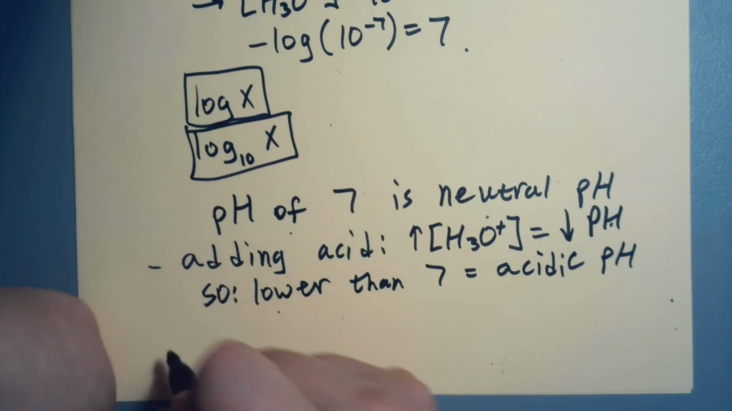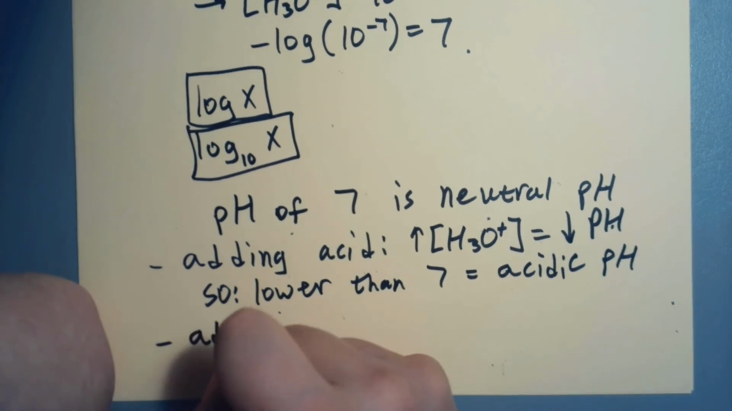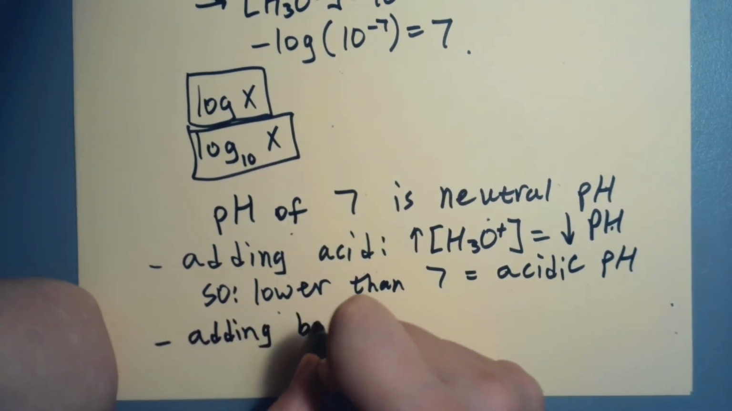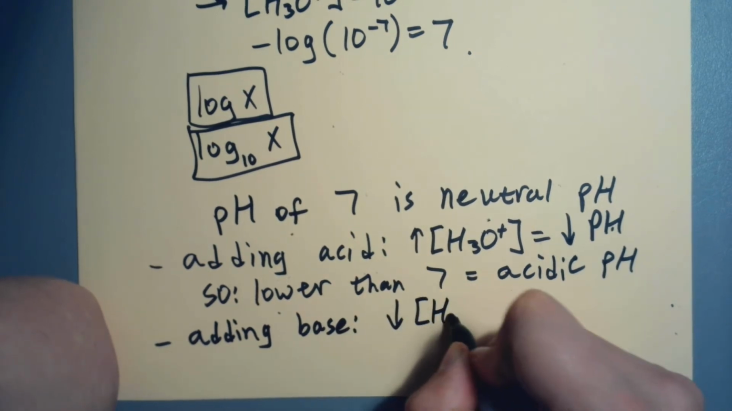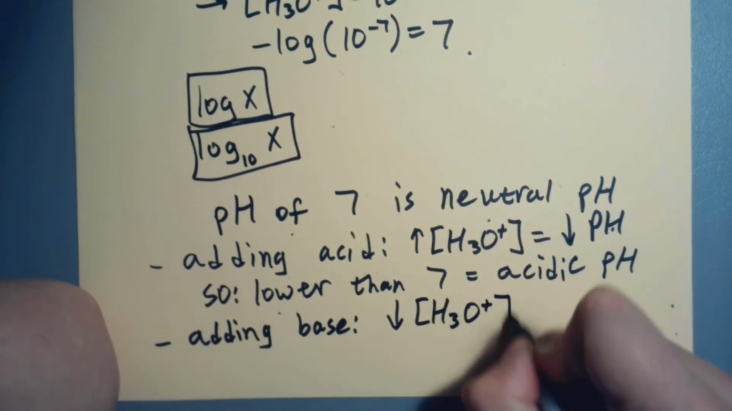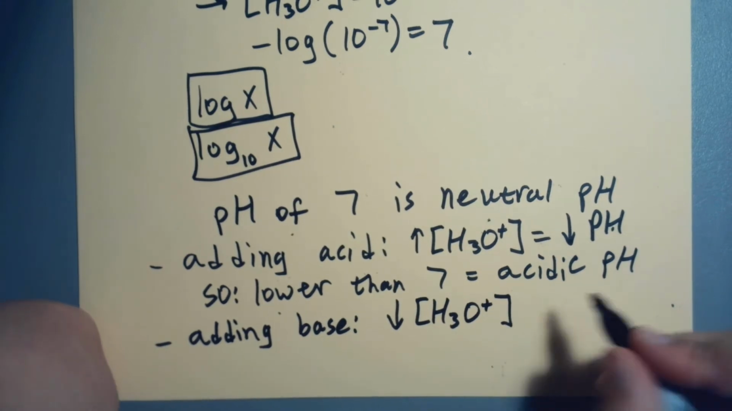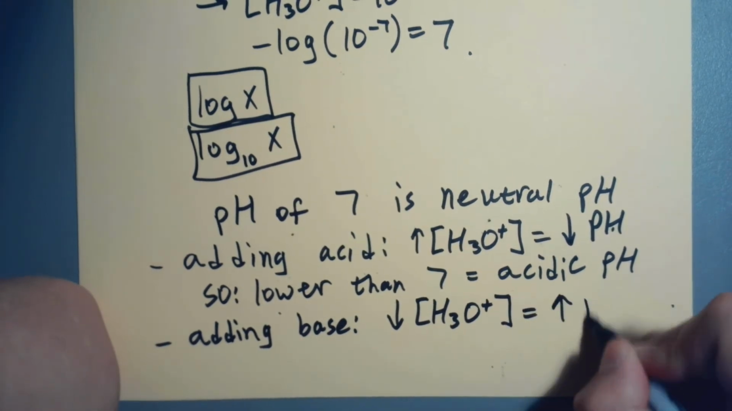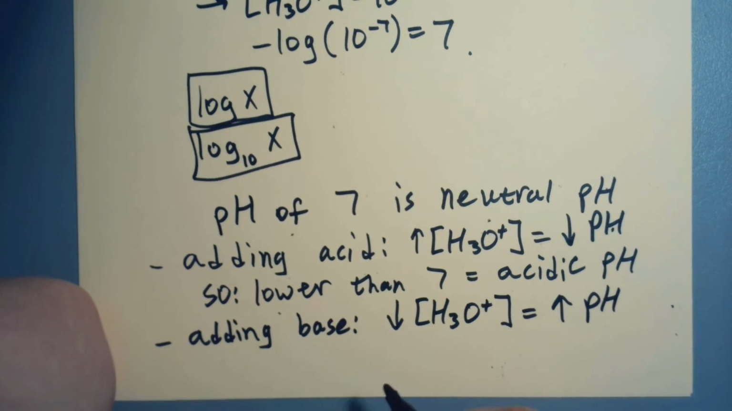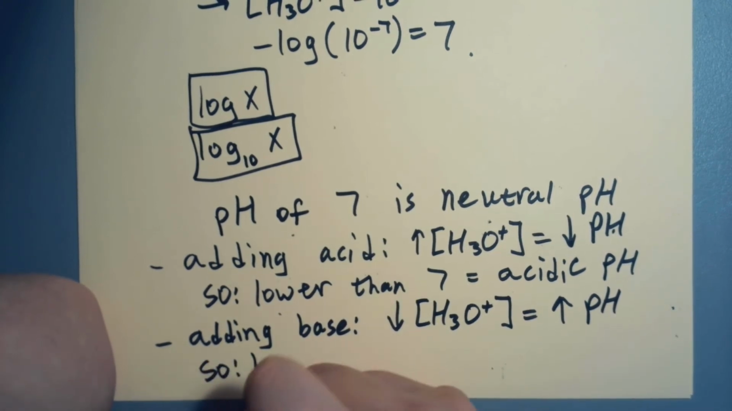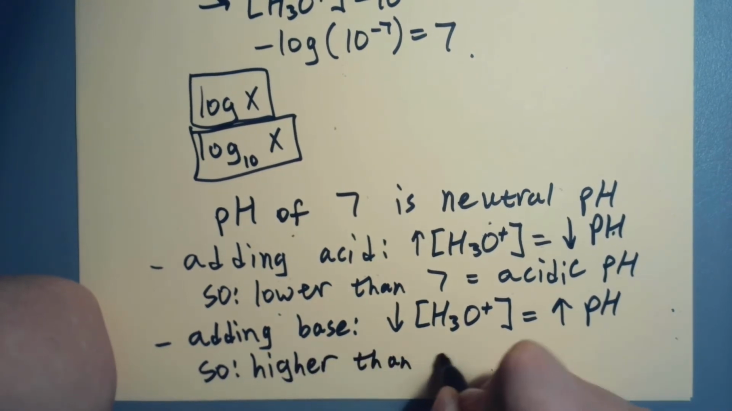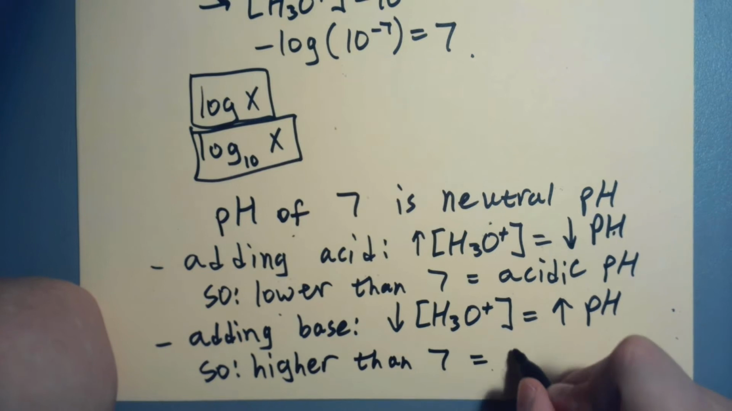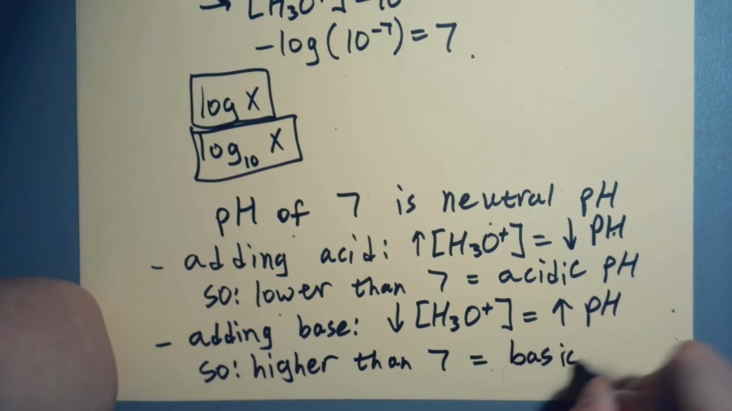Alright, now if we are adding base, that means that we're going to get rid of H3O+. Not necessarily entirely, but we are going to definitely lower how much there is. That means that pH goes up. And we'll do some math here to demonstrate what I'm talking about. And so, a higher than 7 pH is basic, or sometimes it's called alkaline.